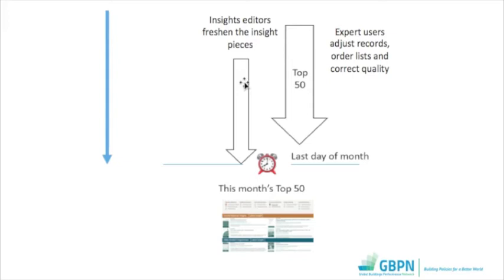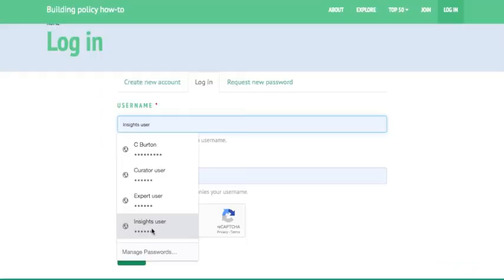In the previous video, you saw that an insight has a best practice section and a this month summary. The insight editor freshens the insight so that it talks about the new resources or rearranged resources chosen by the expert user. Finally, at the end of the month or the end of the cycle, the curator user logs back in and flushes the new ordered lists into the public area of the website, replacing last month's lists.